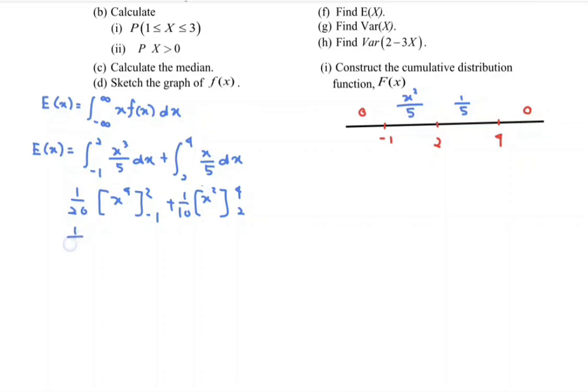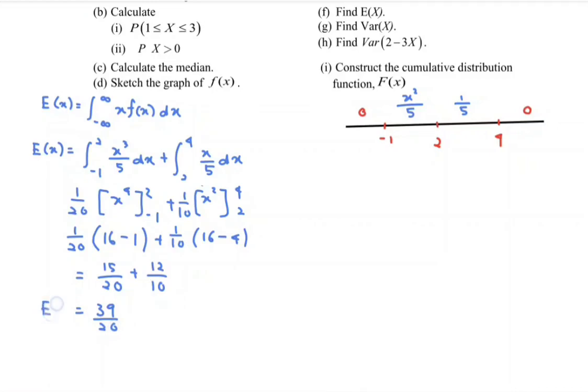So if we substitute the 2, then we will have 16. Minus, if we substitute negative 1, then we will have 1. So from here, we have 15 over 20. Plus 1 over 10. If we substitute the 4, then we will have 16. If we substitute the 2, then we will have 4. Plus we have the 12 over 10. So if we simplify the situation, then we will have 39 over 20. So that would be the E(X), expected value, or we can say the mean.